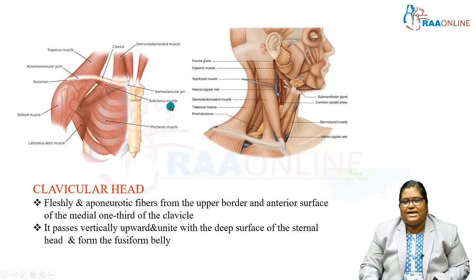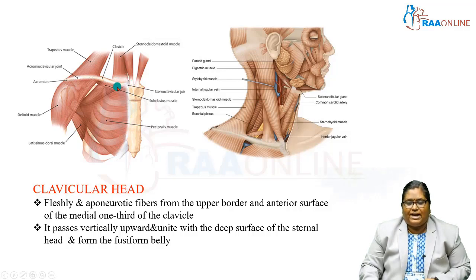The clavicular head arises as fleshy and aponeurotic fibers from the upper border and the anterior surface of the medial 1/3 of the clavicle. This is the medial 1/3 of the clavicle. You can see the clavicular head of the sternocleidomastoid. It arises as fleshy and aponeurotic fibers from the upper border and anterior surface of the medial 1/3 of the clavicle. And what is the direction of these fibers? It passes vertically upward and unites with the deep surface of the sternal head, and they unite to form a fusiform belly.